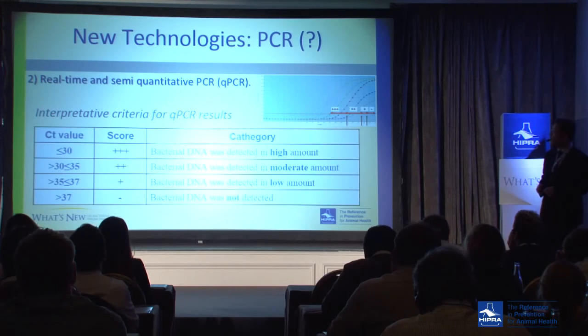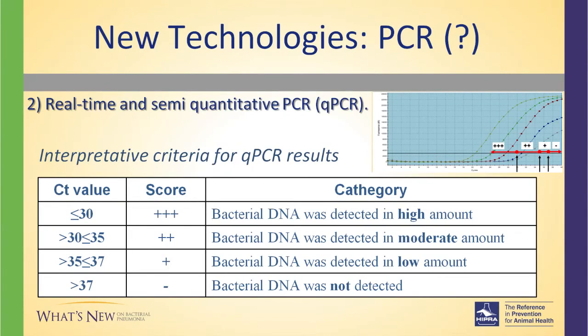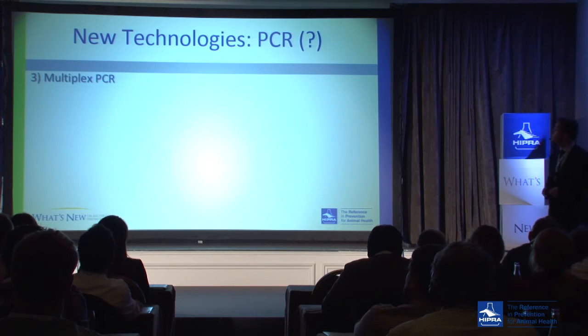So this is the way we interpret qPCR results, or quantitative PCR results, using a scoring system, taking into account the amount of DNA that we find in the samples: high, moderate, or low. And we just use a simple scoring system to quantify DNA in samples.